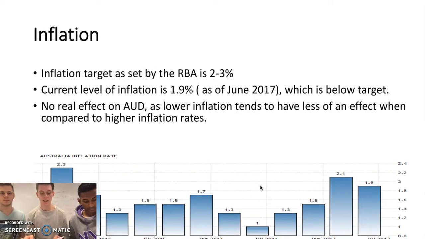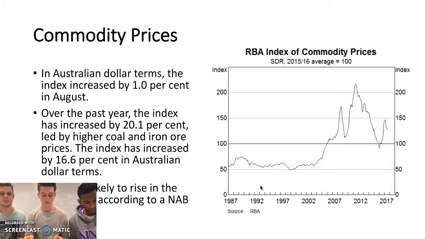The inflation target as set by the Reserve Bank of Australia is 2 to 3%. However, the current level is sitting at 1.9%, which is just below target. This is not an uncommon occurrence, as depicted in the graph by Trading Economics. However, the rate appears to be falling again, although lower inflation rates tend to have less effect on the Australian dollar than higher inflation rates.